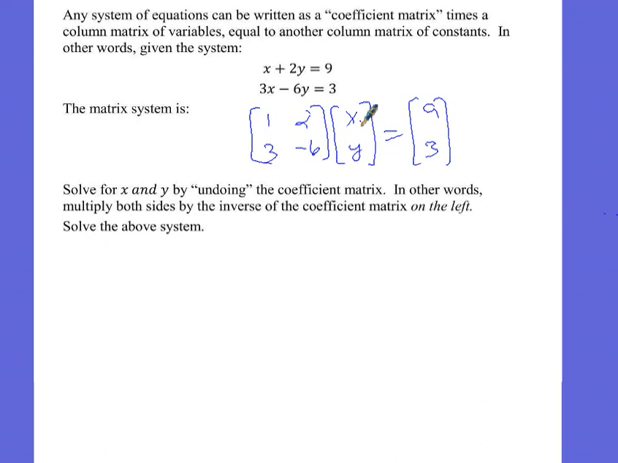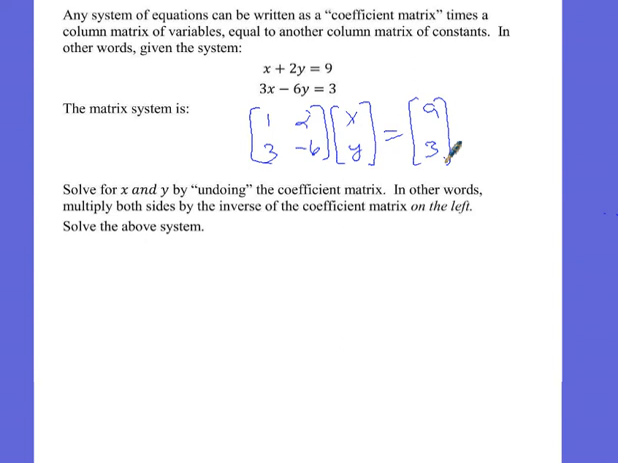1 times x is 1x. 1x is sitting right there. 2 times y is 2y. 2y is sitting right there. Then my second equation, bottom row, 3 times x is 3x. Negative 6 times y is negative 6y. I'd have a 2-row, 1-column matrix. x plus 2y equals 9. And 3x minus 6y equals 3.